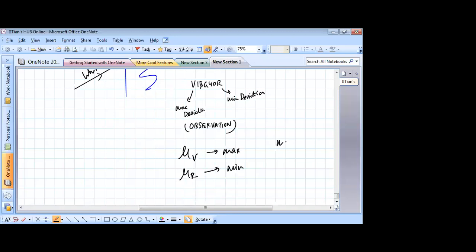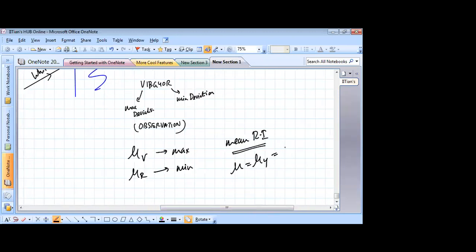And the mean refractive index or the average refractive index is either taken as refractive index of yellow, or if that data is missing, we can take it as more or less equal to the arithmetic mean of this. Okay. So this is refractive index for violet wavelength.